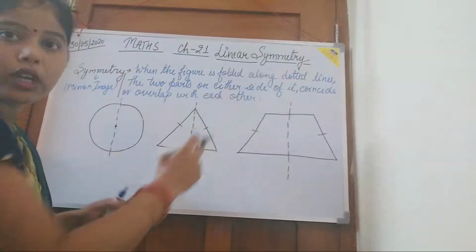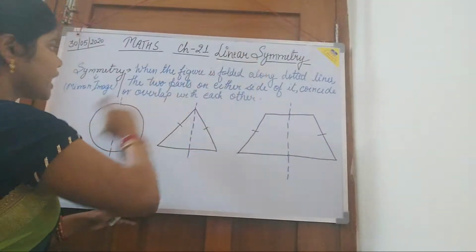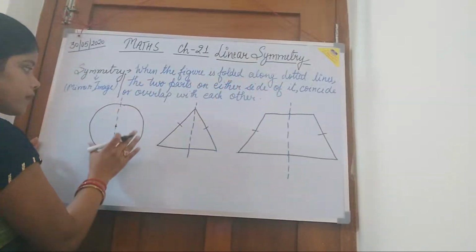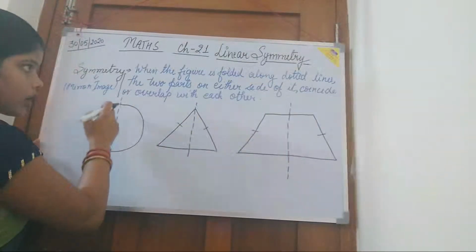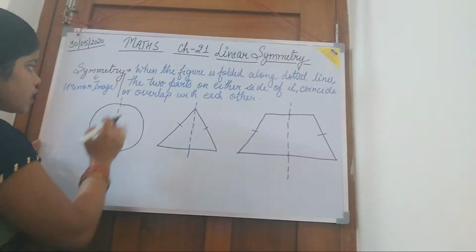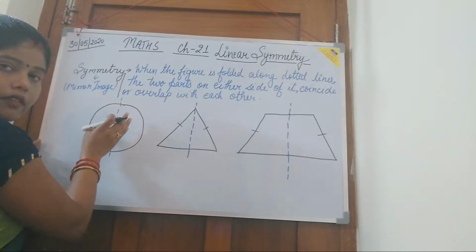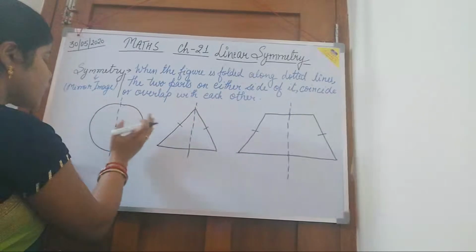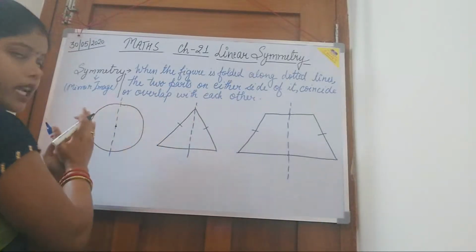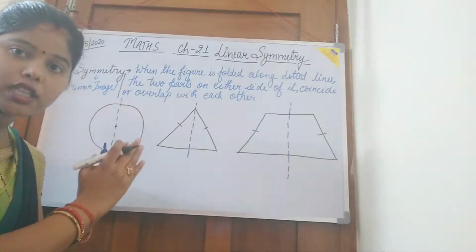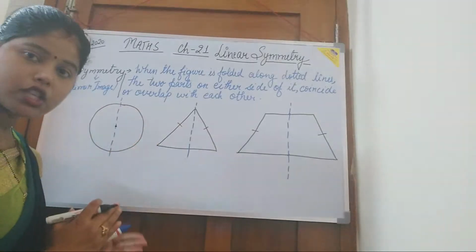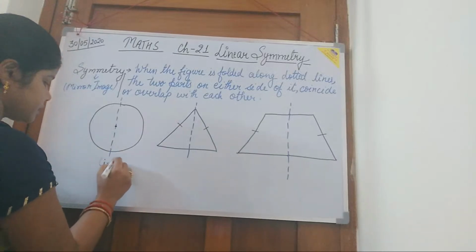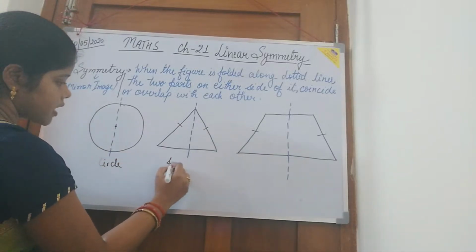When the figure is folded along the dotted lines, the two parts on either side of it coincide. So here this is the figure and this is your dotted line. This dotted line divides the figure into two parts, and these two parts coincide or overlap with each other when we fold it. So this is your circle, this is your isosceles triangle.